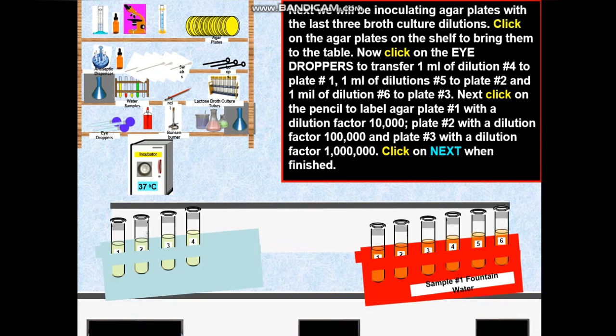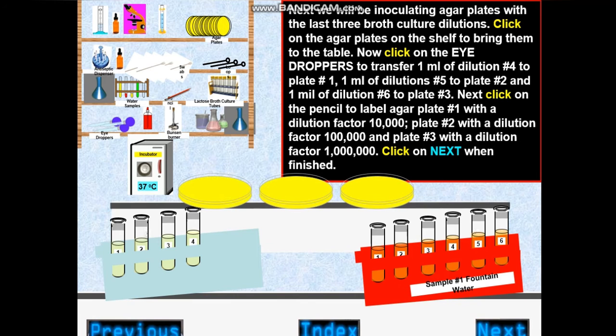Next, we will be inoculating agar plates with the last 3 broth culture dilutions. Click on the agar plates on the shelf to bring them to the table. Now, click on the eyedroppers to transfer 1 ml of dilution 4 to plate 1, 1 ml of dilution 5 to plate 2, and 1 ml of dilution 6 to plate 3.